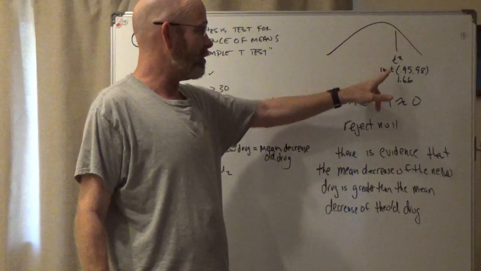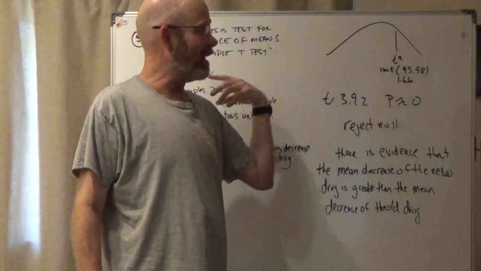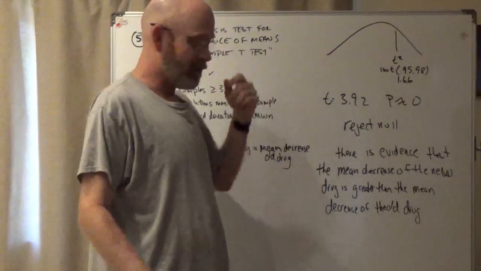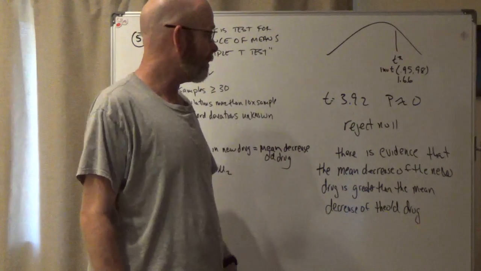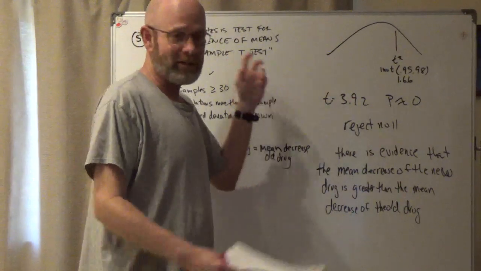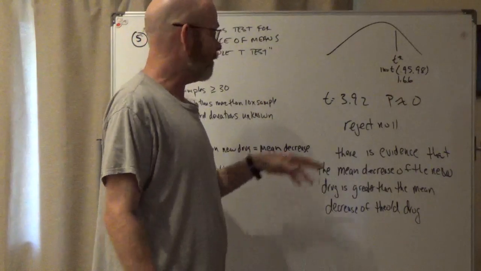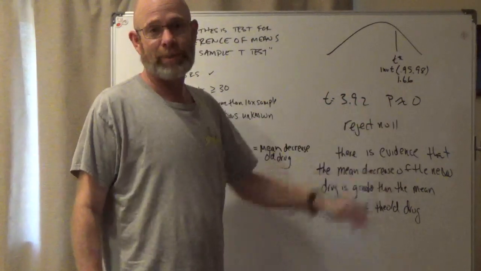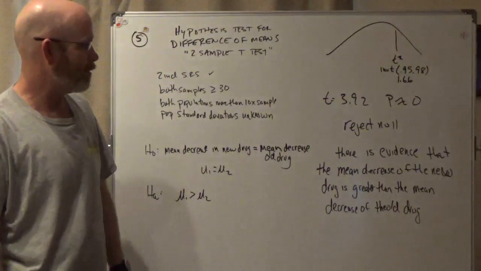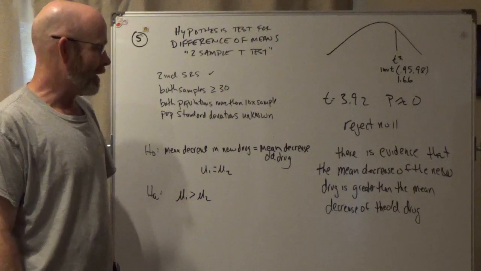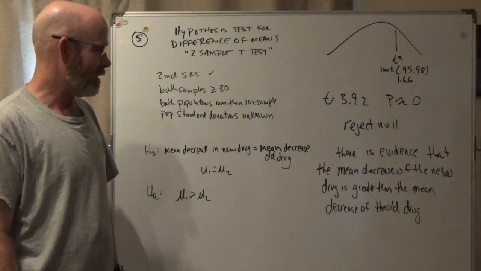Then I found a critical value. It's a t star, so I did inverse t, 95% to the left. 98 degrees of freedom, I believe it was 50 of each, 50 minus 1, 50 minus 1, 49 plus 49. I got a test statistic, and then I just threw in the numbers, the data. Test statistic of 3.92, basically a p-value of 0, which means we're going to reject the null, which means there's evidence that the mean decrease of the new drug is greater than the mean decrease of the old drug.